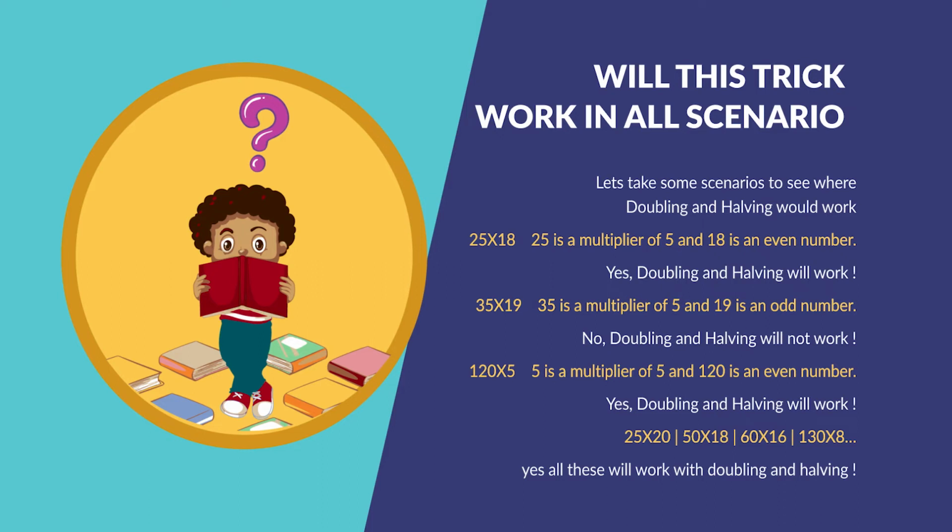35 multiplied by 19. 35 is a multiple of 5 and 19 is an odd number. In this scenario, doubling and halving will not work. 120 multiplied by 5. 5 is a multiple of 5 and 120 is an even number. Yes, doubling and halving will work. Similarly, 25 multiplied by 20, 50 multiplied by 18, 60 multiplied by 16, 130 multiplied by 8. Yes, all this will work with doubling and halving.